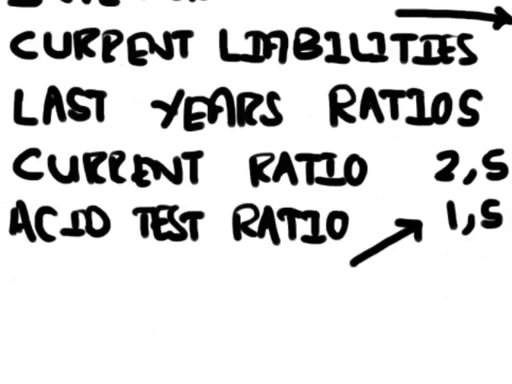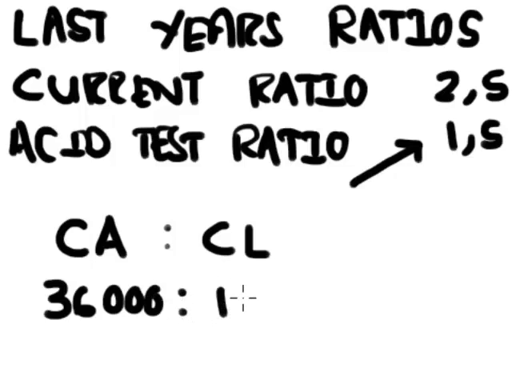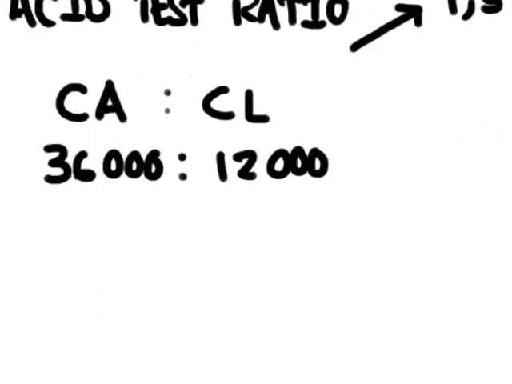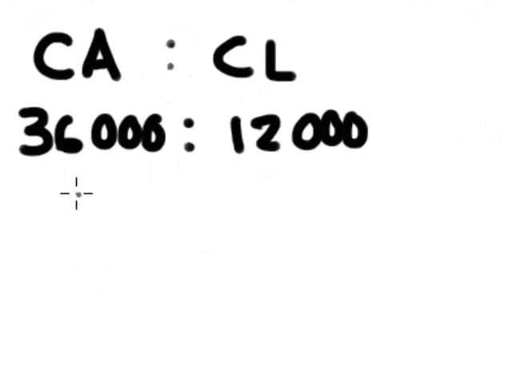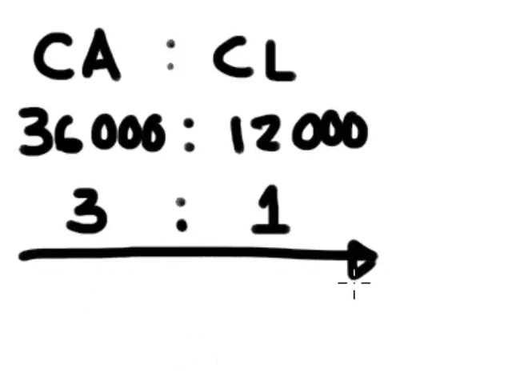Let us first calculate the current ratio for this year. We know that the current ratio for this year is current assets is to current liabilities, and if we state that as a ratio, it will be 36,000 is to 12,000. And remember that we always want to express this ratio as something is to 1. Therefore, we will express this ratio as 3:1.